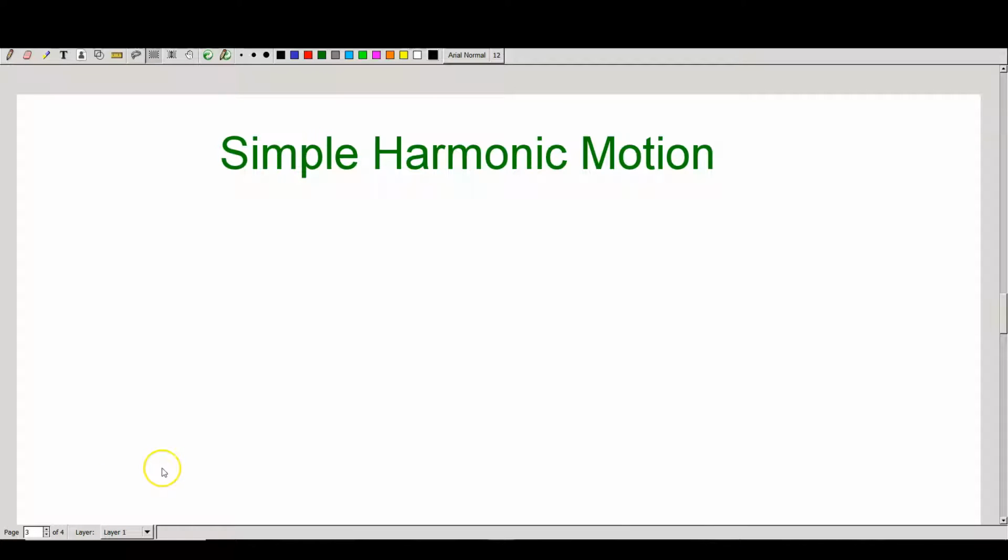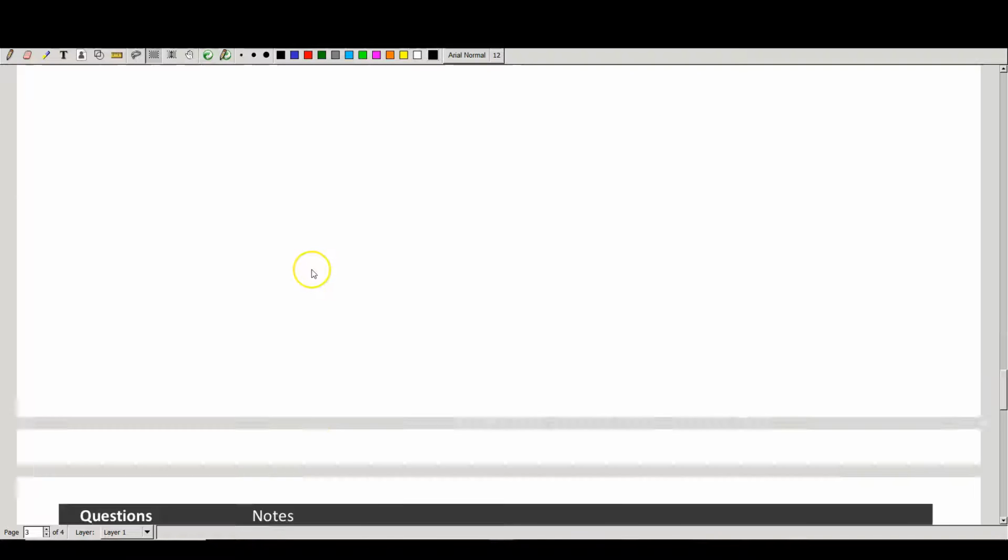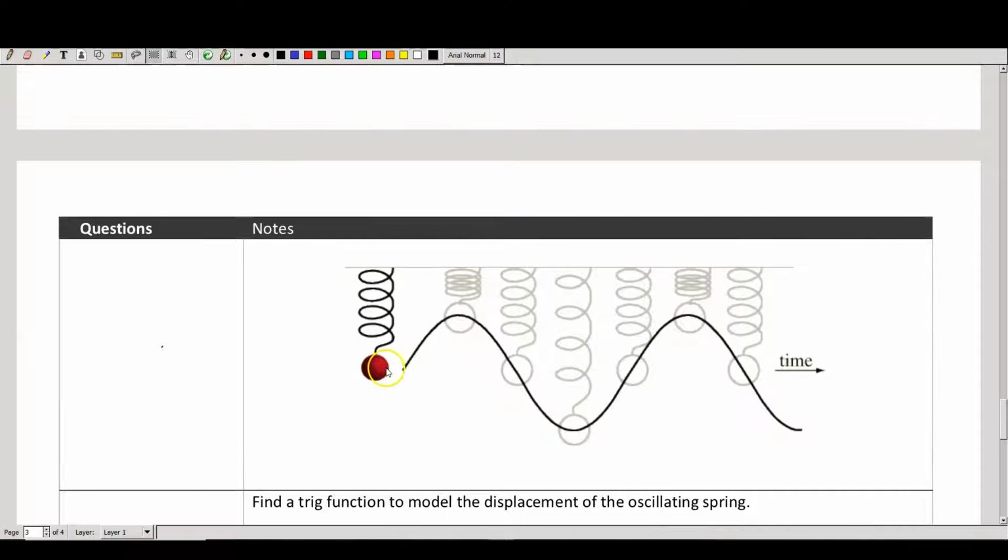All right, this video is going to give an introduction to simple harmonic motion. Simple harmonic motion is a motion that repeats itself over and over again. A very common example is a mass on a spring, where you have a certain equilibrium point and you have a displacement.